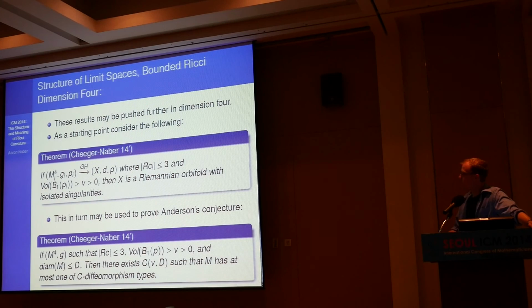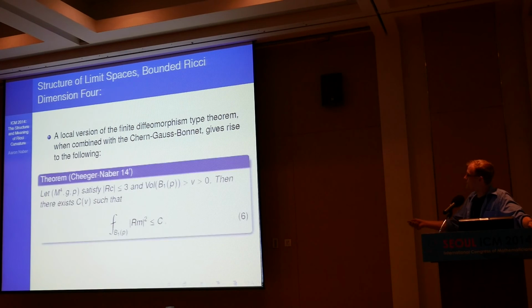Because once you know that the topology is bounded, you use Gauss-Bonnet to get an L^2 bound on the curvature. But if you have that for free, you can get the L^2 bound on the curvature without anything else. So in dimension 4, you can say that if you have a Ricci bound and a lower volume bound, then the L^2 norm of the curvature is itself bounded. And this is sharp, by the way. You can't do better than 2. This is pretty clear.